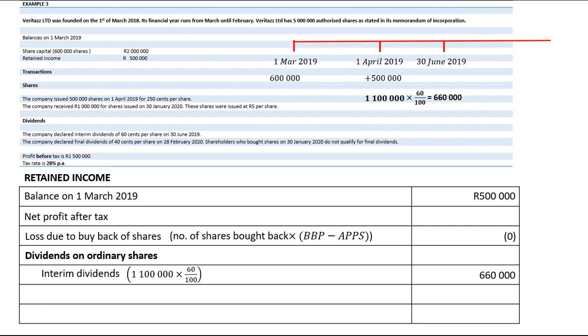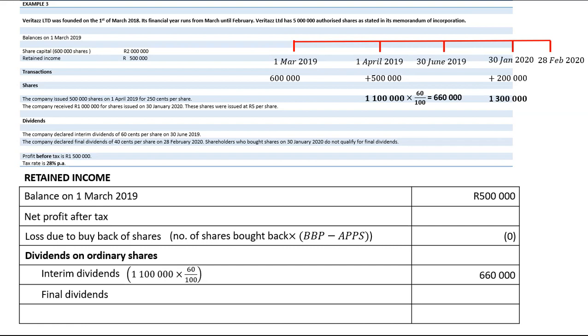Under dividends, it says the company declared final dividends of 40 cents per share on the 28th of February 2020. Shareholders who bought shares on the 30th of January do not qualify for final dividends. So those shareholders that bought, we're not there yet. But anyway, let me just continue. We declared dividends right at the end of the year, right? But between June and the end of the year, we issued more shares, which amounted to 200,000 in January. Now, that will increase the number of shares issued from 1,100,000 to 1,300,000. Now, by the time we declared final dividends, we had 1,300,000 shares issued, which is the 28th of February.